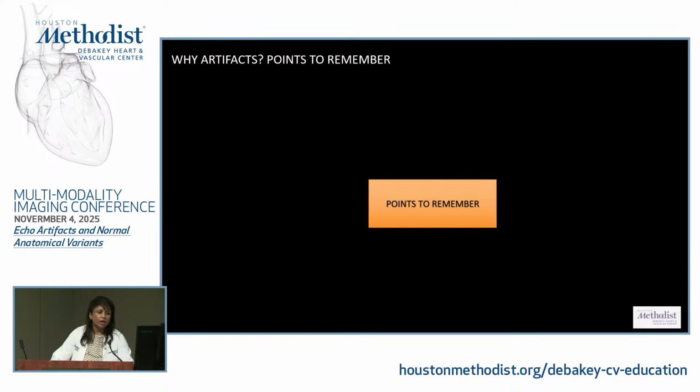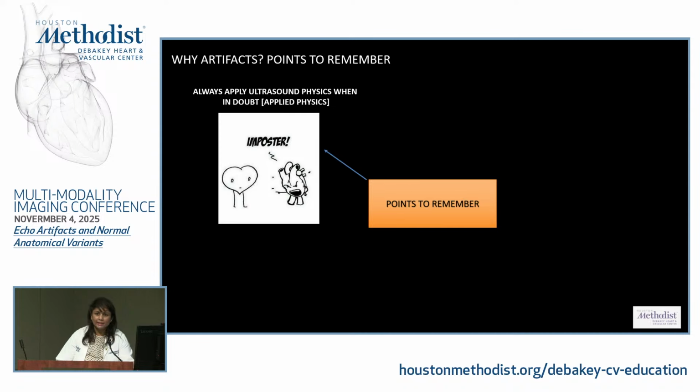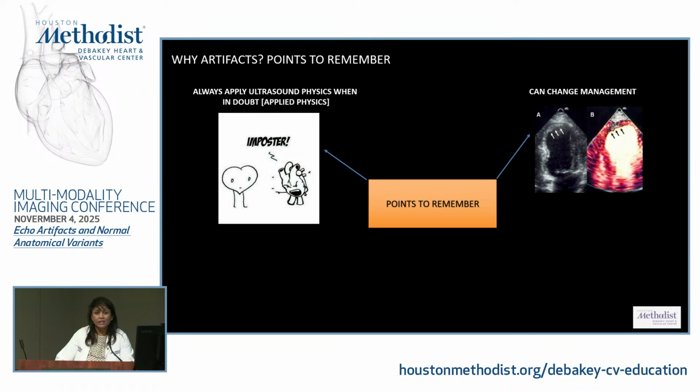Why do we need to talk about this, right? Why are we even bringing this up in our MMI? Remember, always apply ultrasound physics when in doubt and think of the basics of an artifact, right? Like, why is it happening? Second, why does it matter to us as physicians or imagers or sonographers? Because it can change management. Guys, imagine we are saying a huge LV thrombus versus an artifact, right? We are subjecting the patient to anticoagulation, which is definitely a big clinical change for that patient.